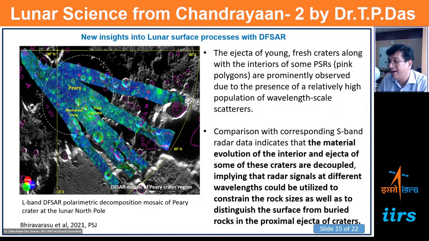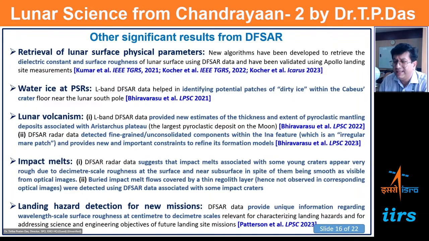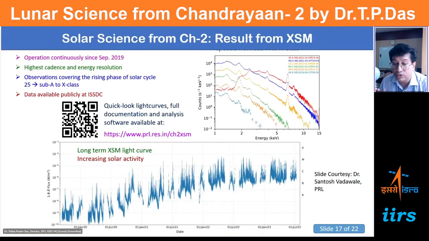There are a lot of open activities. Those of you who are interested to pursue research in this area, you are most welcome to contact the principal investigators. And the data are all open in the public domain. So this gives again a list of other significant results from DFSR: retrieval of lunar surface physical parameters, water ice at PSRs, lunar volcanism, impact melts, landing hazard detection, which is very important for the next missions, and so on and so forth.